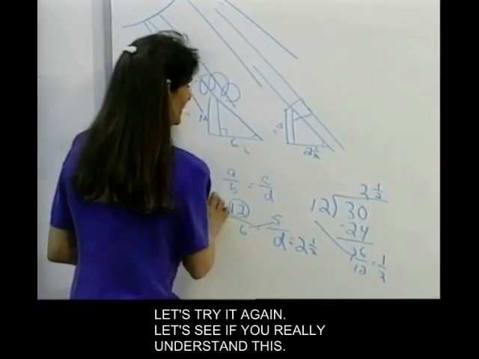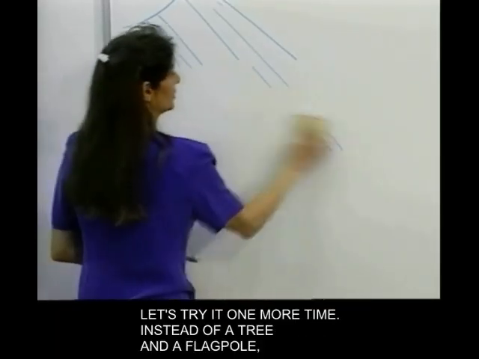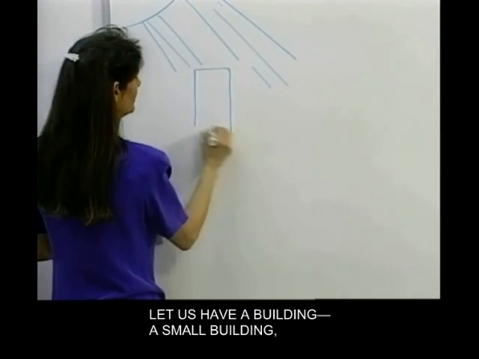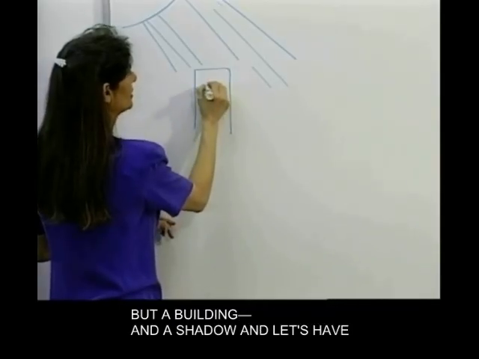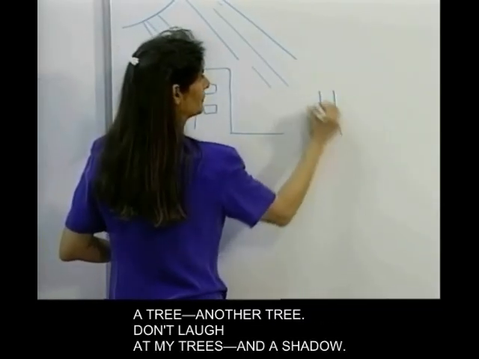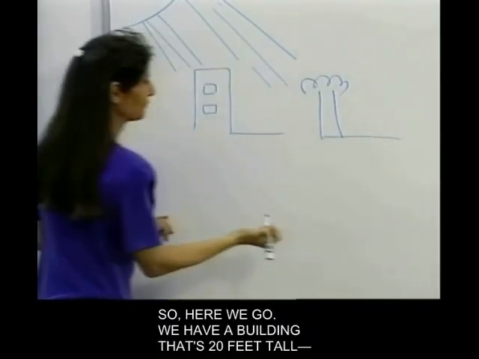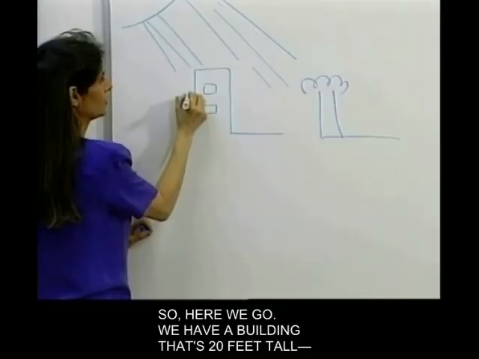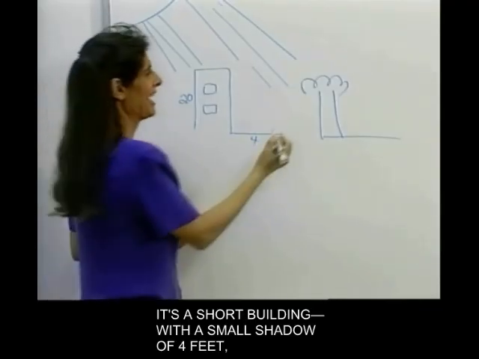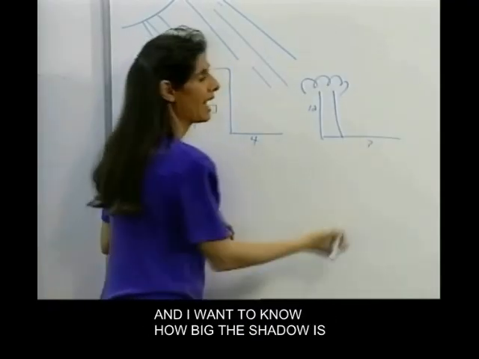Let's try it again. Let's see if you really understand this. Instead of a tree and a flagpole, let us have a building, a small building, but a building, and a shadow. And let's have another tree, and a shadow. Don't laugh at my trees. So here we go. We have a building that's 20 feet tall. It's a short building with a small shadow of 4 feet. And here we have a tree that is 12 feet tall. And I want to know how big the shadow is.